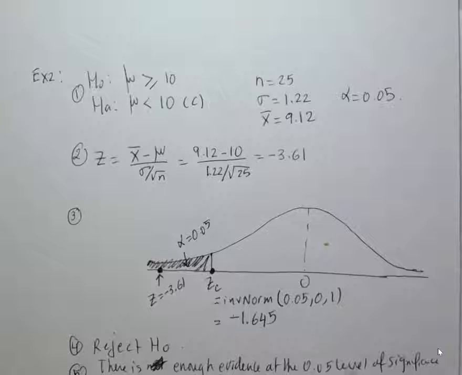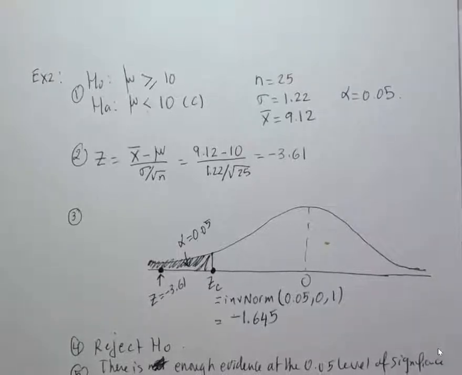Now I'm going to show you an example on how to find the critical value when you have a two-tailed test. Okay, so let's make one up.